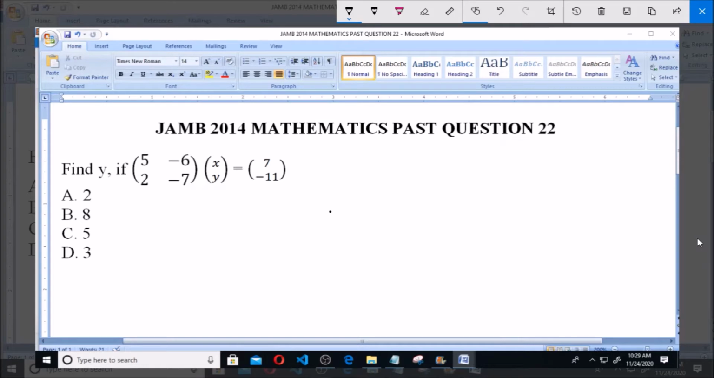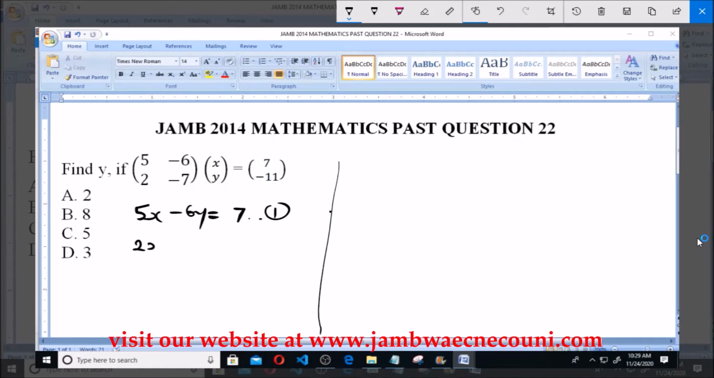multiplying this 2 by 2 matrix by this 1 by 2 matrix, we simply have 5 multiplied by x, which is 5x, minus 6 multiplied by y, which is minus 6y, is equal to 7. Let's call this equation 1. Then we also have 2 multiplied by x to give us 2x, minus 7 multiplied by y, minus 7y, equals minus 11. Let's call this equation 2.